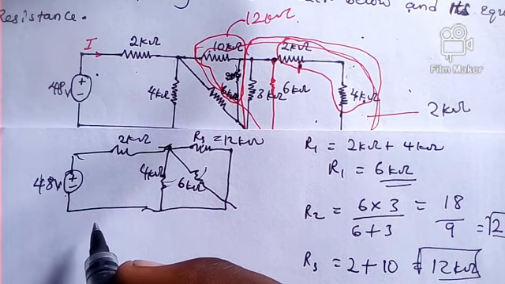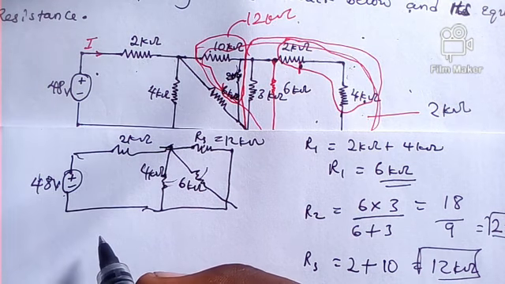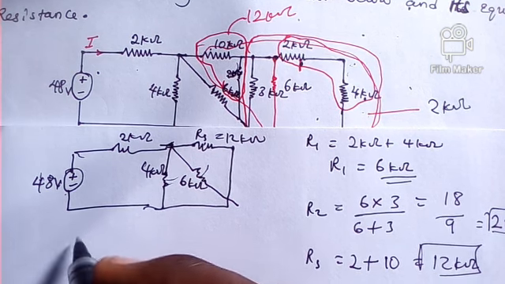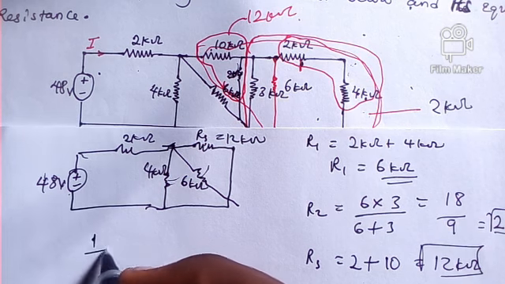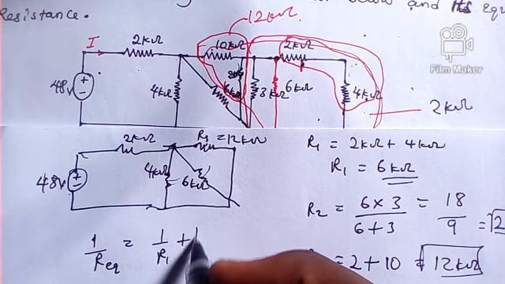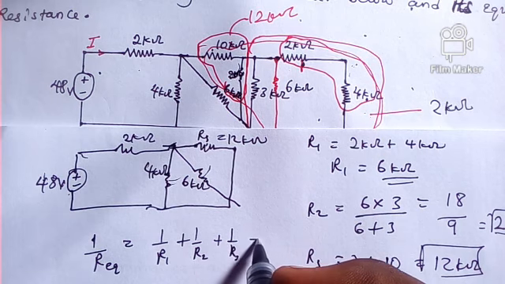Remember, we said that when we have more than two resistors, we implement this formula. So let's quickly implement this formula and get what we got. When we do that, we have that 1 over the equivalent resistance is equal to 1 over resistor 1 plus 1 over resistor 2 plus 1 over resistor 3, and so on.